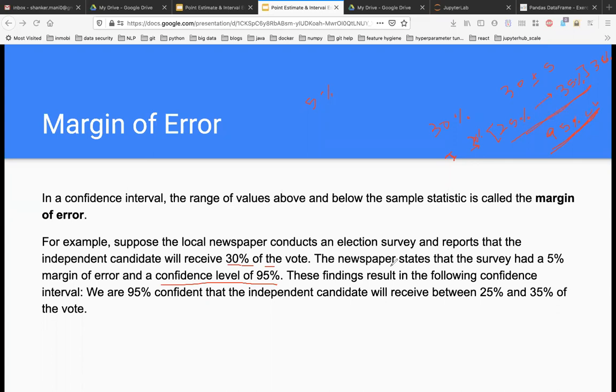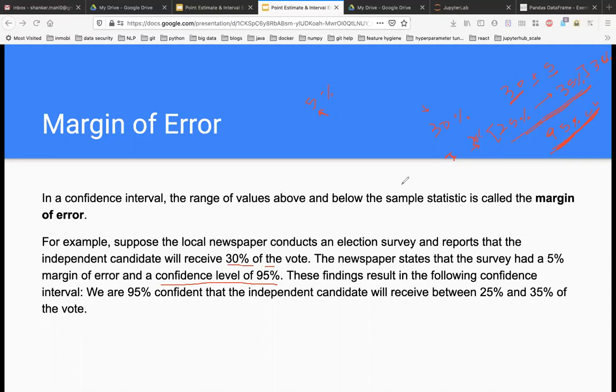So what is a point estimate? What is an interval estimate? What is your confidence level, and what does it signify? What is your margin of error and what is your statistic here? The statistic is the percentage of votes. The margin of error is given as 5%. The interval estimate is this one, and the confidence level is given as this one.